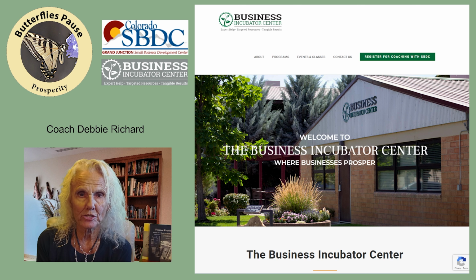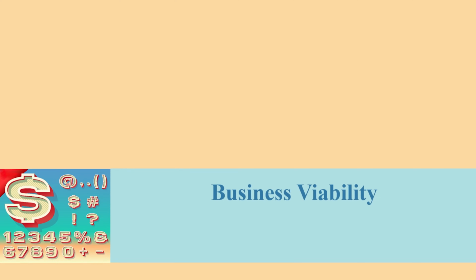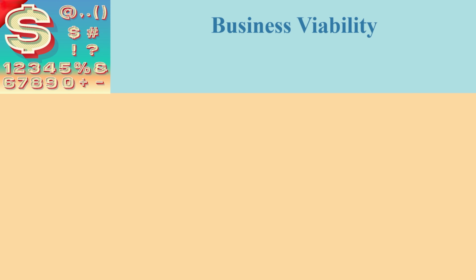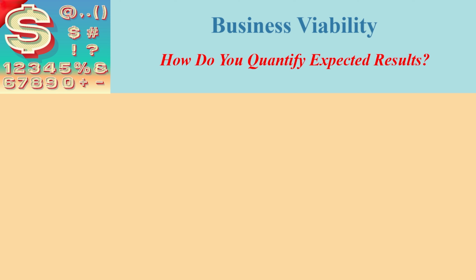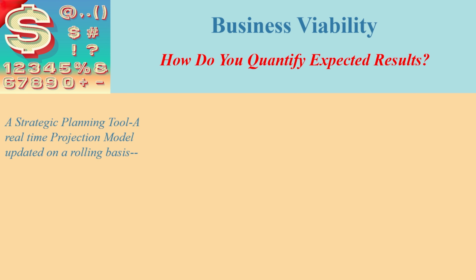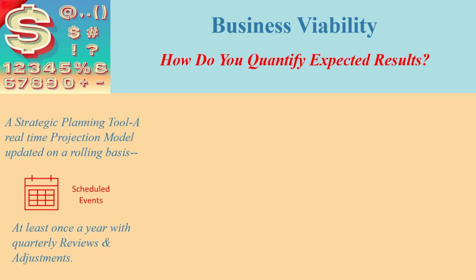In today's session, we will focus on business planning. We will talk about business viability again, only this time we will focus on how to quantify expected results. We will put some serious numbers into your business plan using a strategic planning tool, a real-time projection model that gets updated on a rolling basis, at least once a year, with quarterly reviews and adjustments as required. You should schedule these events to make sure they happen.